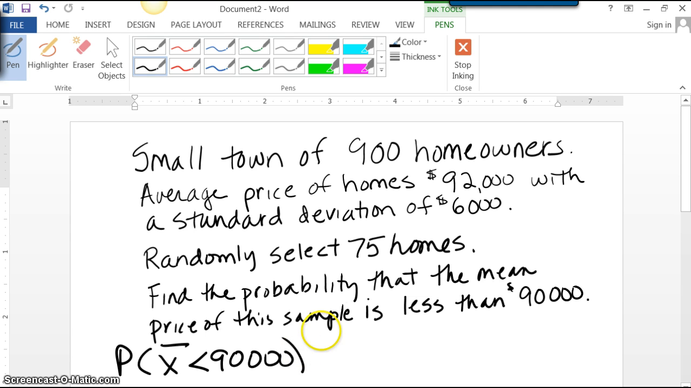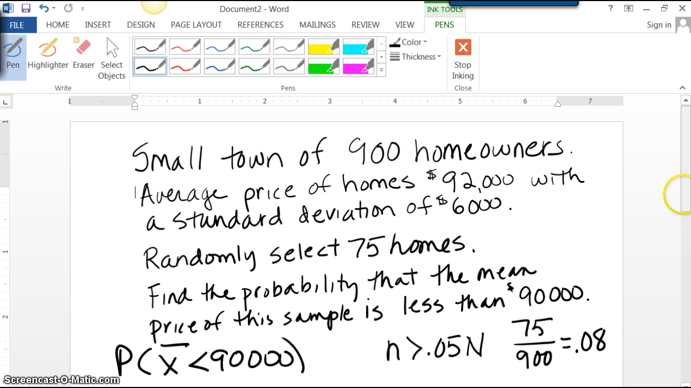When we go to standardize this, because the population is 900, pretty small, and the sample size is 75, pretty big compared to the population, we need to check to see if the sample size is more than 5% of the population size. Because if it is, then we need to make this correction factor. 75 over 900 is about 8%. It's a little over 8%. And so we are going to need to make this correction factor.